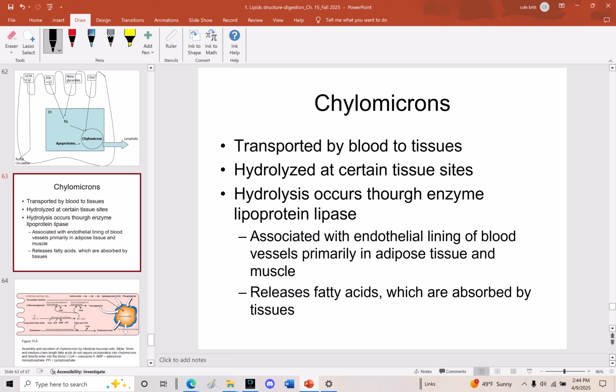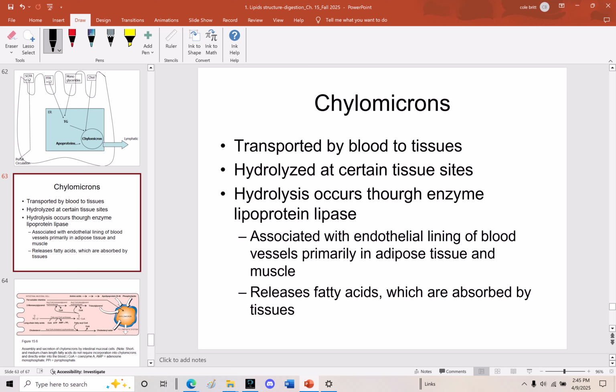And this lipoprotein lipase is not in any cell. It's actually just hanging out on the endothelium of your blood vessel walls, attached to the blood vessel walls. So as the chylomicron is swimming by in the blood, the lipoprotein lipase can actually grab onto it and help pull out those triglycerides, break off the fatty acids, and absorb them into the adipocyte or the muscle cell. So it releases the fatty acids, which are absorbed by the adipocyte or the muscle. Those are the two main tissues that will take it in.